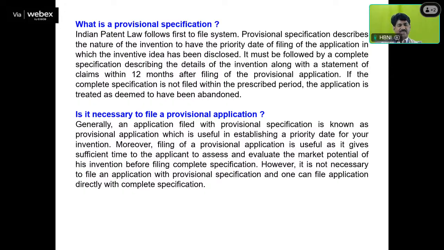However, it is not necessary to file an application with provisional specifications, and one can file an application directly with complete specifications. So it is not mandatory, but it is advisable in most cases. But if somebody feels that their work is ready and they may not disclose it in a phase-wise manner, that person can go for complete specification and then file the patent. So this is about whether a provisional application is mandatory or not.